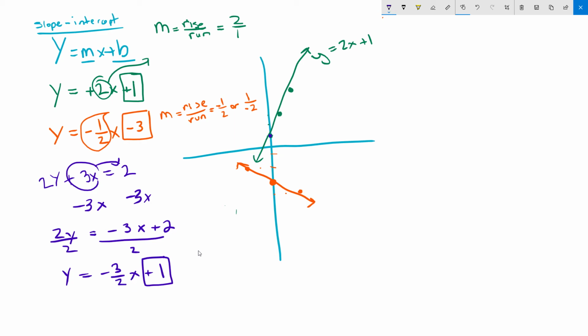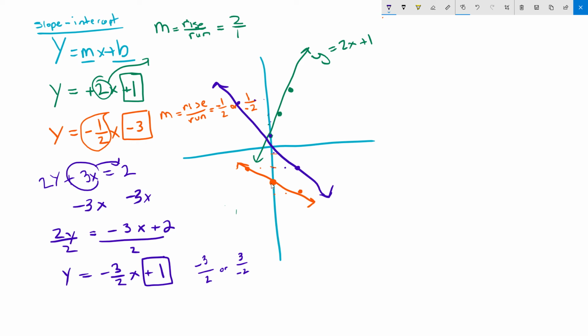So it's a negative 3/2, so we're either going to go down 3 and to the right 2, or we're going to go up 3 and to the left 2. So either way is fine. Let's just do both just in case. So we're going to go down 3, so 1, 2, 3, and to the right 2, 1, 2. So it's about right there. And then the other way would be up 3, 1, 2, 3, and to the left 2, 1, 2. And it'll be about right there. So you guys can see that it is a pretty good line, okay? And that's pretty much it.